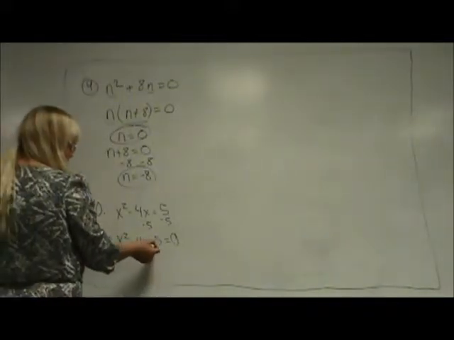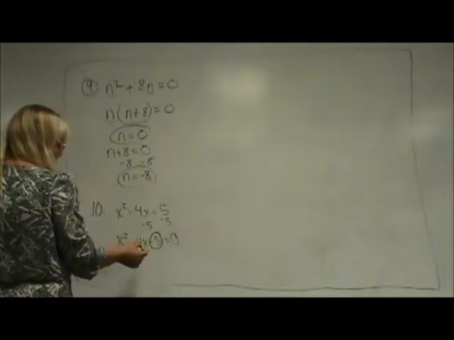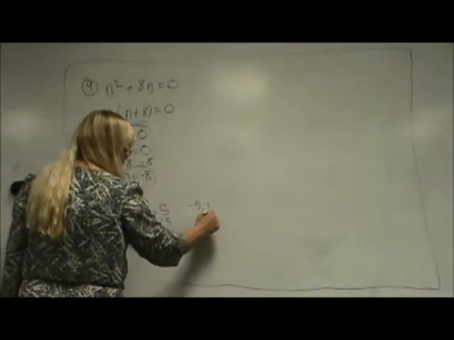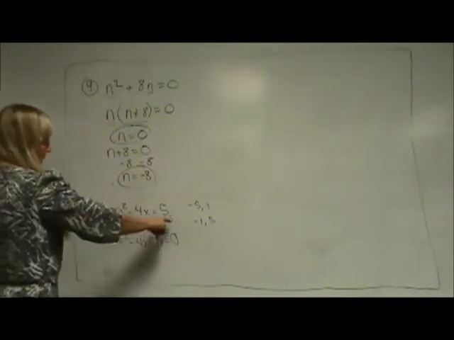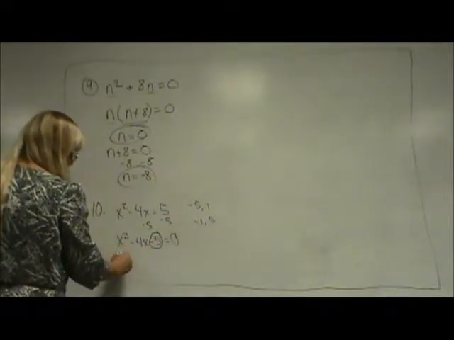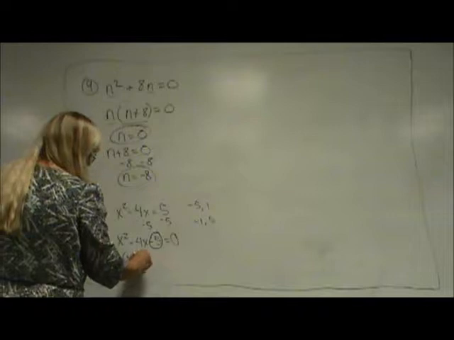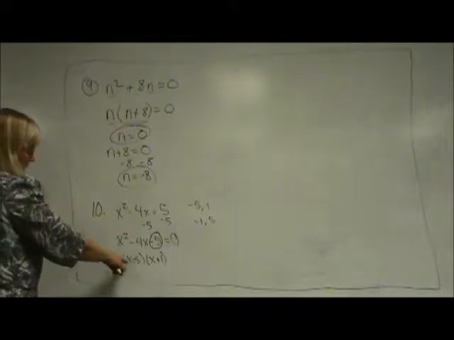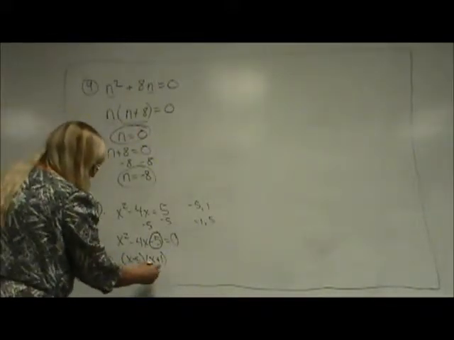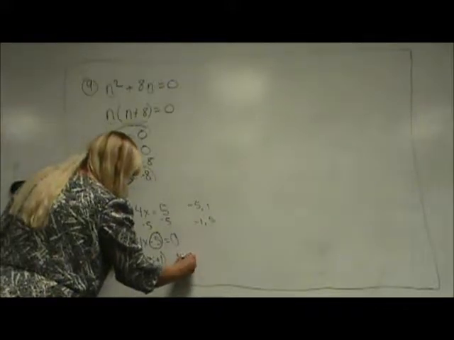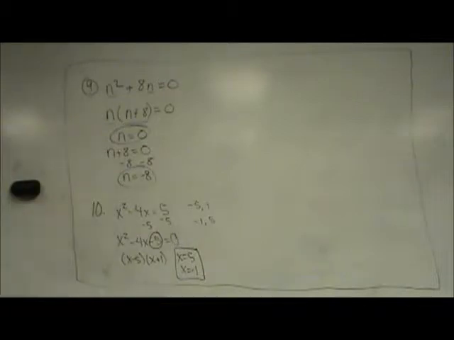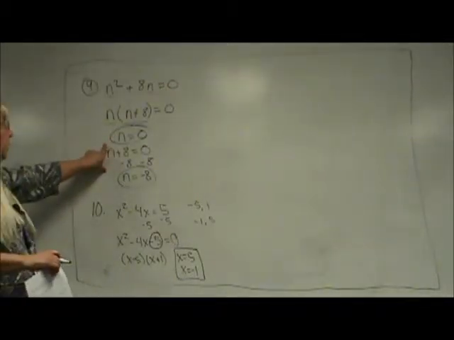I can do this with a t-chart. I know that the only factors I'm going to have for negative 5 are going to be negative 5 and 1 or negative 1 and 5. In order to get a negative 4, I'm going to have my 5 negative. So I know that I'm going to have x minus 5 times x plus 1. Again, if I just set them equal to 0, the signs will change. So I'll have x equals 5 or x equals negative 1. And those will be my solutions. You can verify that if you need to by doing the same process we did in number 9.